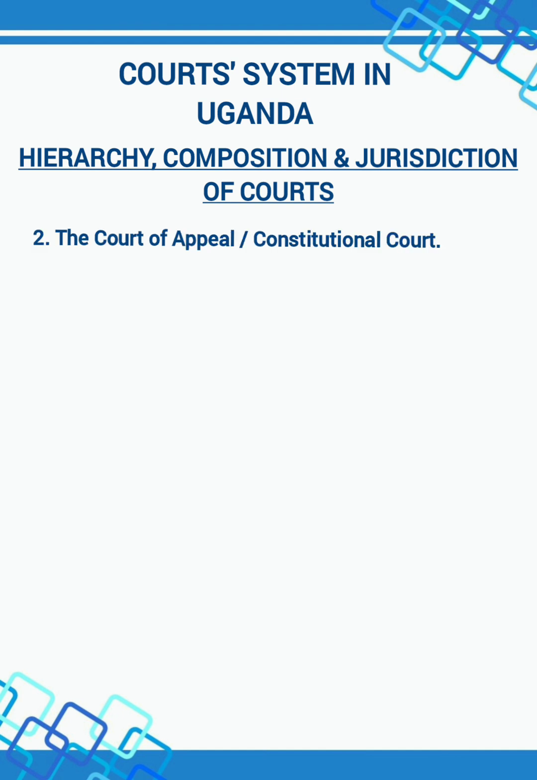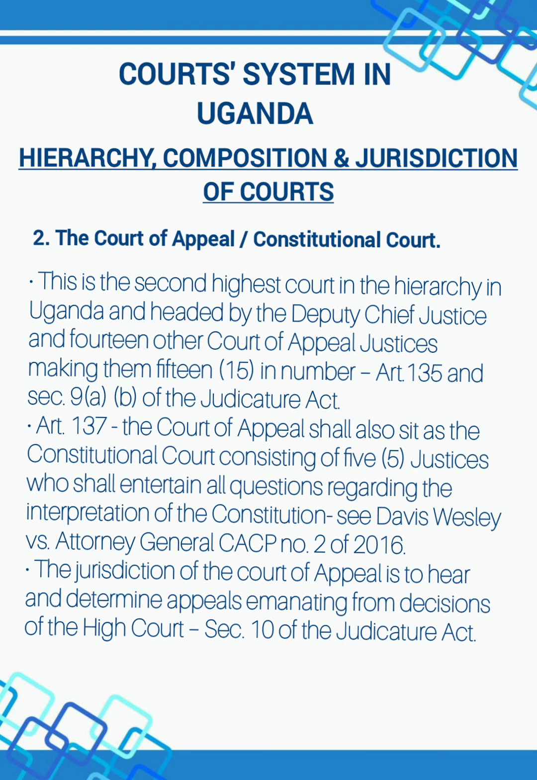Okay, let's look at the Court of Appeal. This is the second highest court in the hierarchy of Ugandan courts. It is headed by the Deputy Chief Justice, currently Honorable Richard Butera, and 14 other Court of Appeal justices, making them 15 in number. However, the Judicature Act was amended recently, so I think they're now 50 something, because the new amendment of the Judicature Act increased their number.